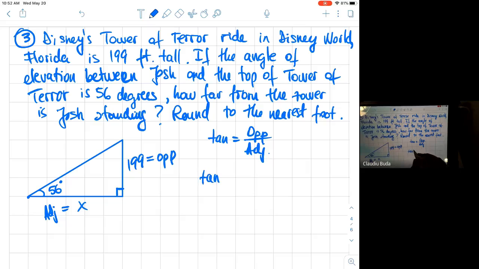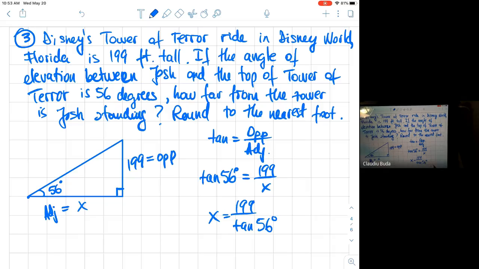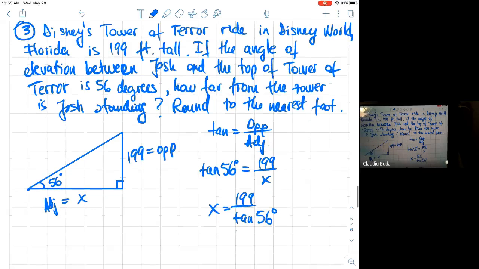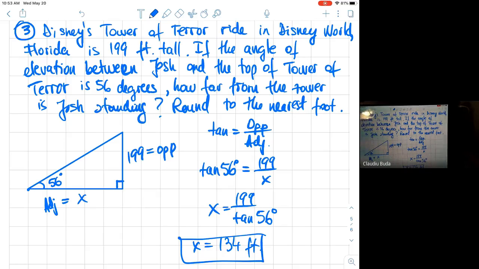So tan of 56 degrees is equal to 199 divided by x. How do I find x? We're just going to switch tan with x. So x equals 199 divided by tan of 56 degrees. If we plug that in the calculator, we find that x is equal to 134, rounded to the nearest foot. So Josh is standing 134 feet away from the tower.